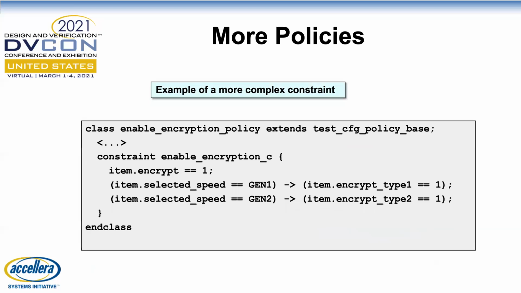The constraints inside of policies can be arbitrarily complex. Here's a more complicated constraint from a different project dealing with a serial protocol. The encryption type, when encryption is enabled, is related to the selected speed of the DUT, as we can see in the bidirectional constraints.